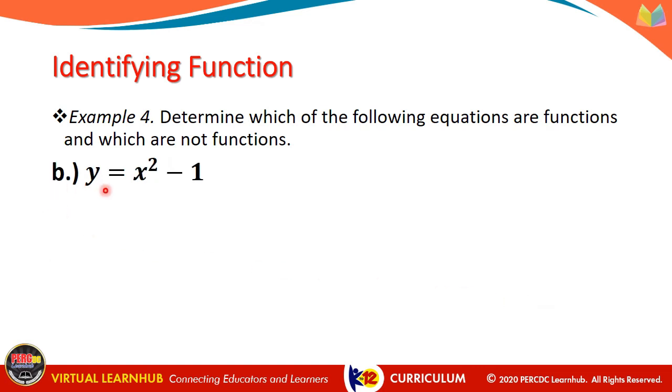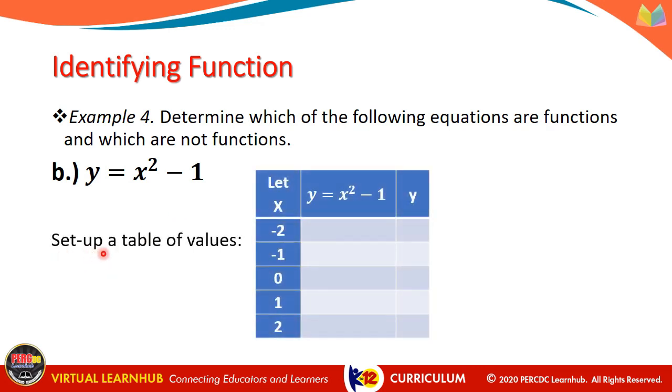Letter B. y equals x squared minus 1. Again, to determine if this is a function or not, we should set up a table of values for y equals x squared minus 1. Note that we can use any value for x, but in this case, we're going to let x be equal to -2, -1, 0, 1, and 2.